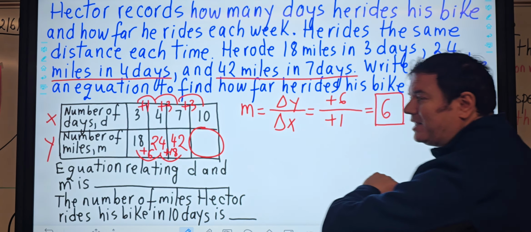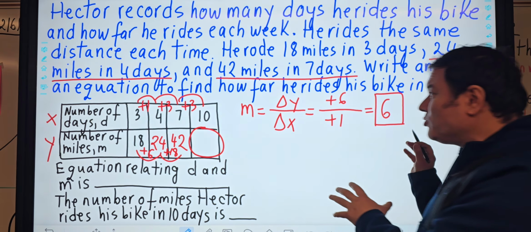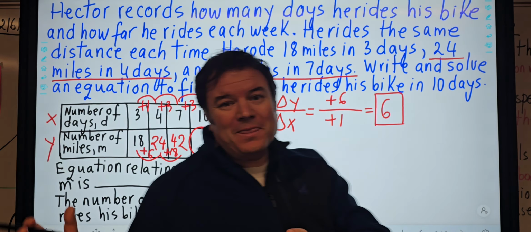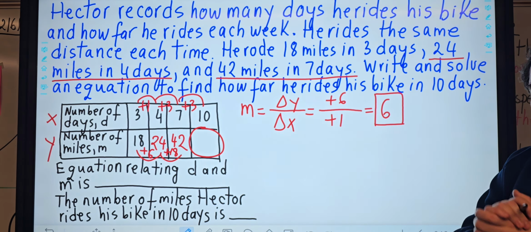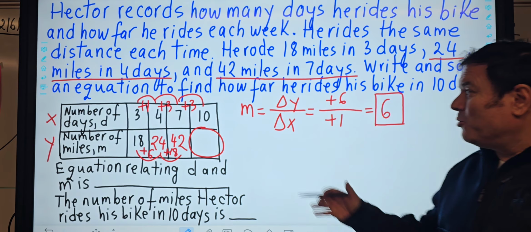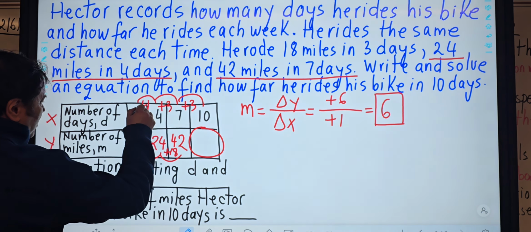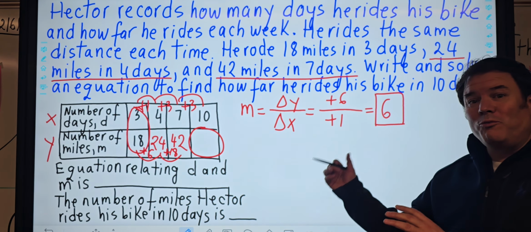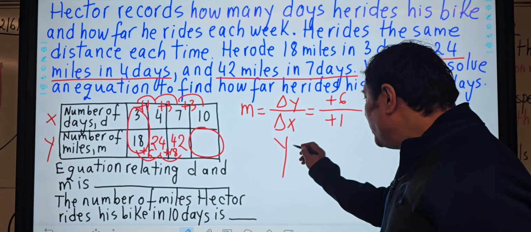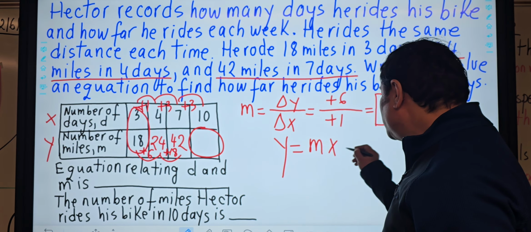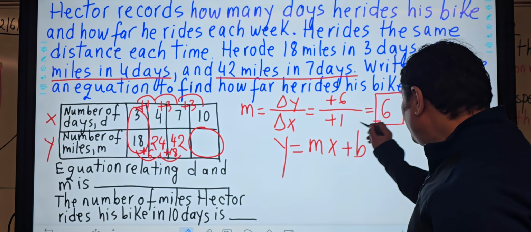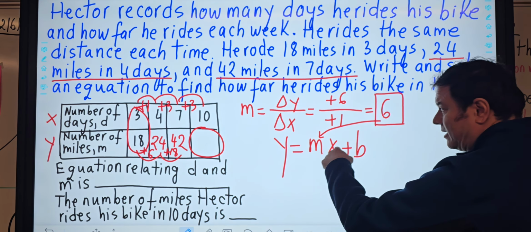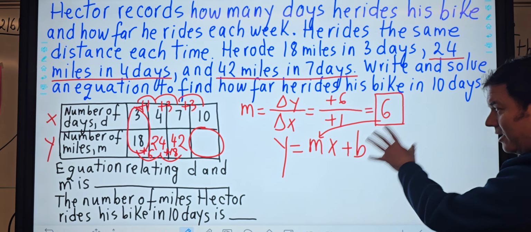Let's see if we can create an equation now. But now we also need to find the b, the y-intercept. In order for us to find the b, we can use those two numbers, 3 and 18, and plug them into our formula, y equals mx plus b. We already solved for m, so now we can substitute 3 for x and 18 for y, and then find the b.